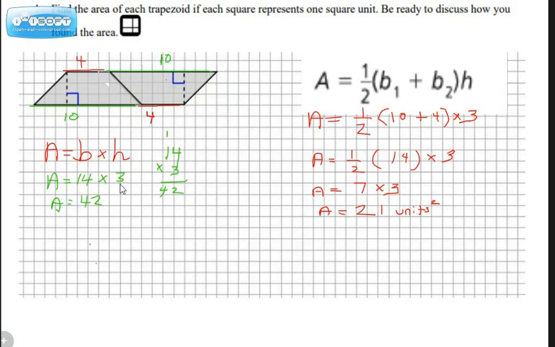The height, recall, is always perpendicular to the base. So that would be right here. See, it's 1, 2, 3. And if we multiplied 14 times 3, we would get 42. So the area of this parallelogram is 42 square units.